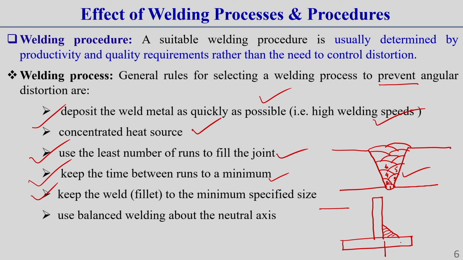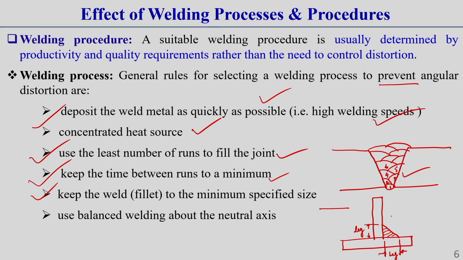Now, the distance from this to this is generally called leg length, and this is also another leg length. Depending upon the size of the leg length, generally the welding size is defined. This you should keep in mind. So, what happens, the higher the leg length or the size of the welding, the higher will be the volume of material expansion and contraction, and the higher will be the chance of distortion.